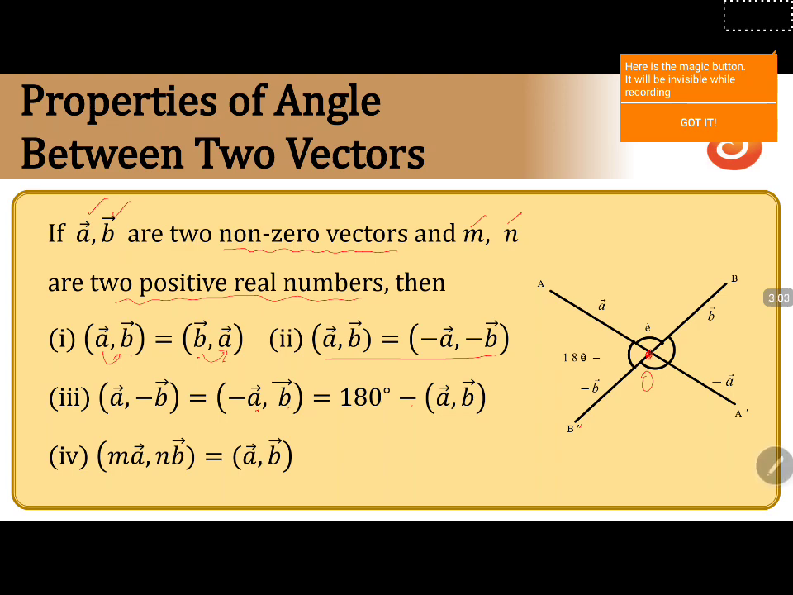And coming to the fourth property, here M and N are two scalars, then the angle between MA comma NB is equal to, since M and N are scalars, they will not change the value of the angle. So by removing M and N as scalars, the leftover part is the angle between A and B. These two also will be equal. So the last point is the angle between MA vector comma NB vector is equal to the angle between the two vectors A and B.